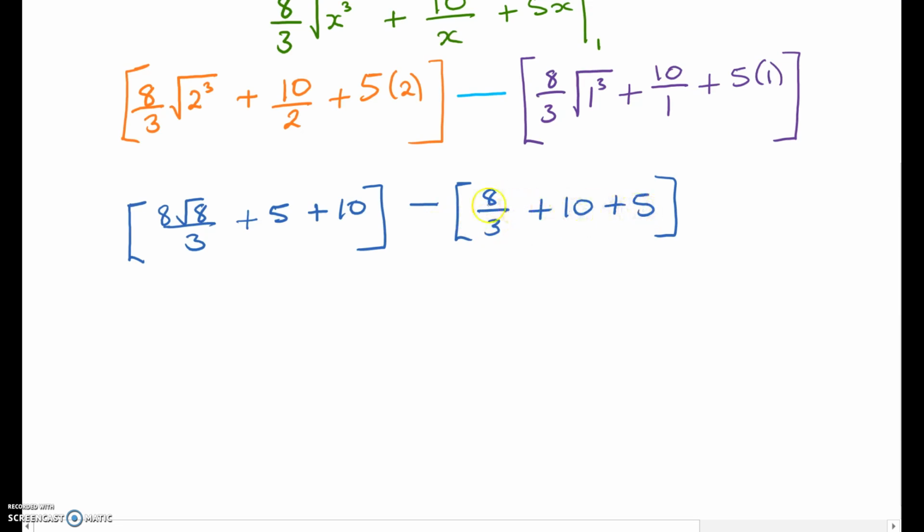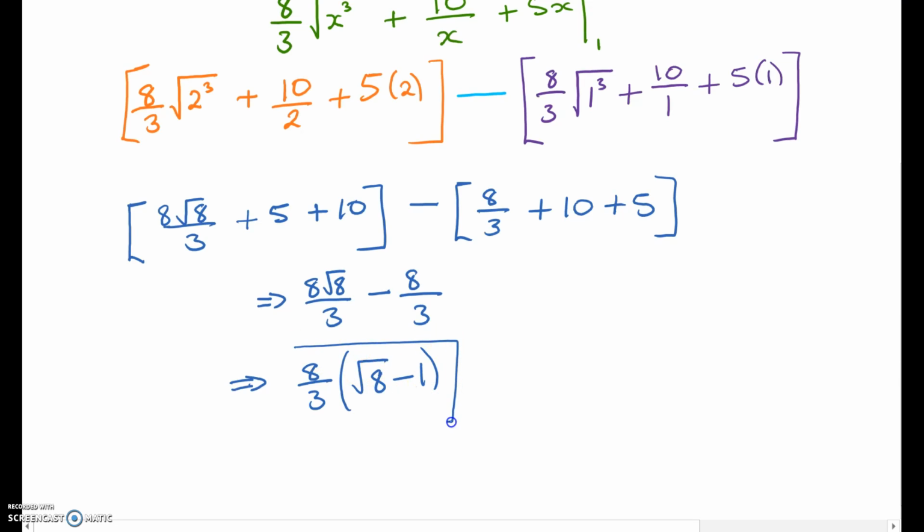So we're subtracting the 10 and the 5 again, so they'll cancel out. So what we're going to be left with is 8 root 8 over 3 minus 8 over 3, and we can simplify that by factoring out the 8 over 3 and make it root 8 minus 1. Okay, so it'll be interesting to check whether or not that's right, but at the minute it looks like it's 8 over 3 times the square root of 8 minus 1.